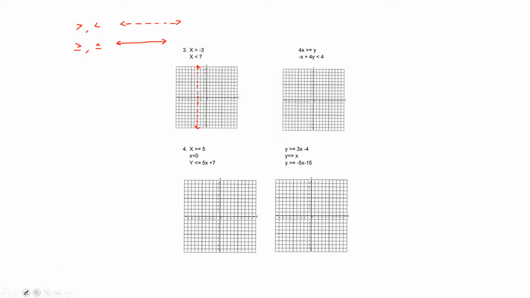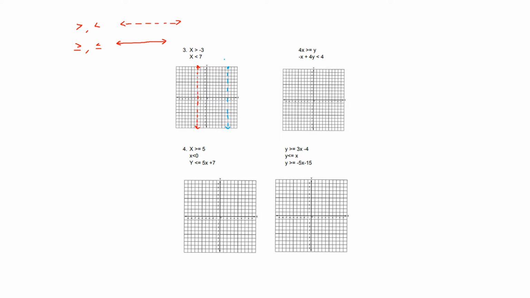And for our next inequality here, x is less than 7. It's a dashed line just like the one before because, right, it's less than right here, so it's dashed. And it's going to be at x equals 7. So just draw your line at x equals 7.